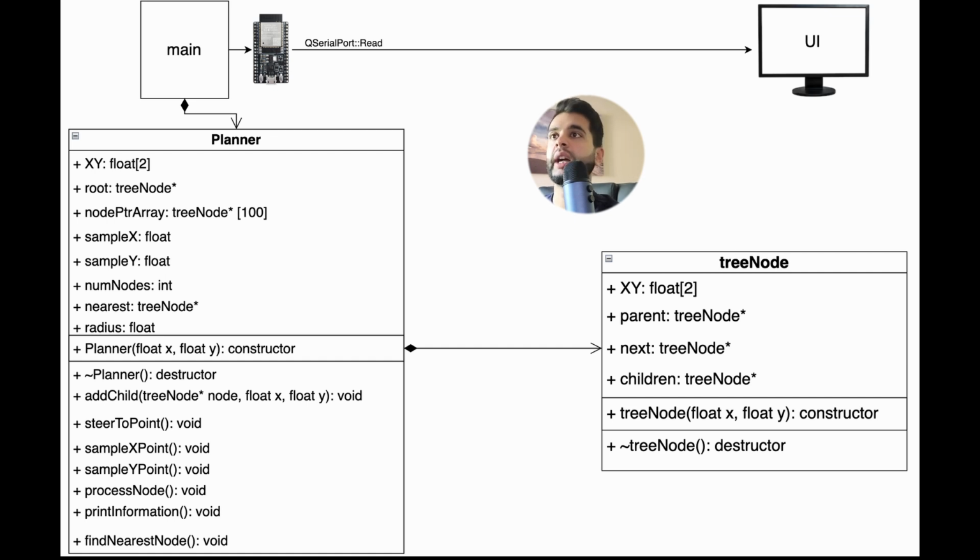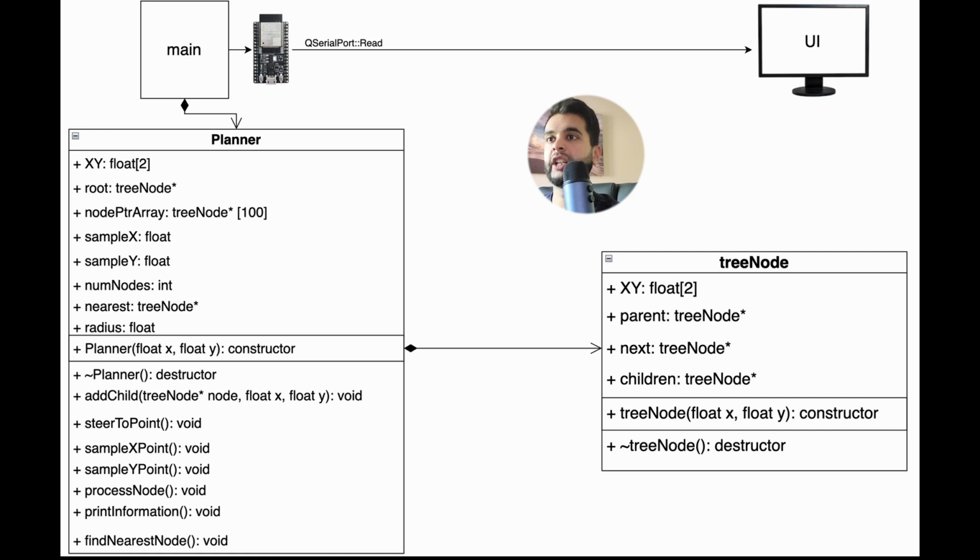In my planner, I have a float of XY. I have my node pointer array, which for now I use size 100. This can be any size you want based on your resources available. It's an array of pointers of size 100. I have my tree node root because the tree starts at the root. I have my sample X, sample Y, which is a point which I can just sample and append to my tree. Number of nodes, my nearest node, and then a radius, which is the tree distance, which I explained before.